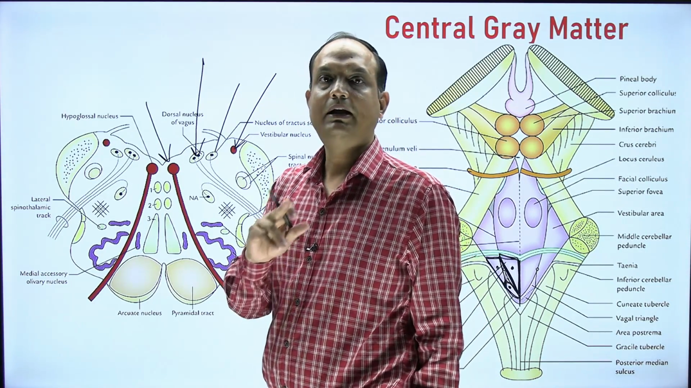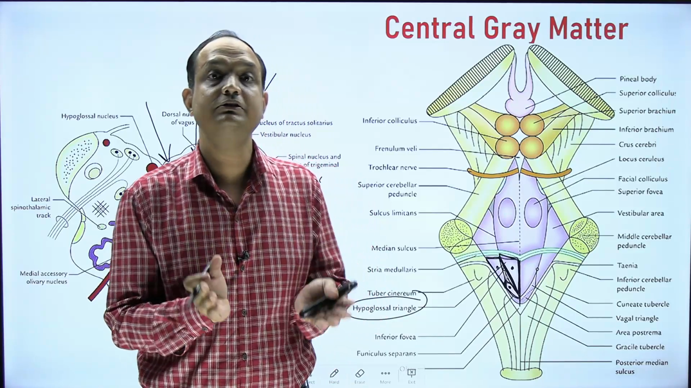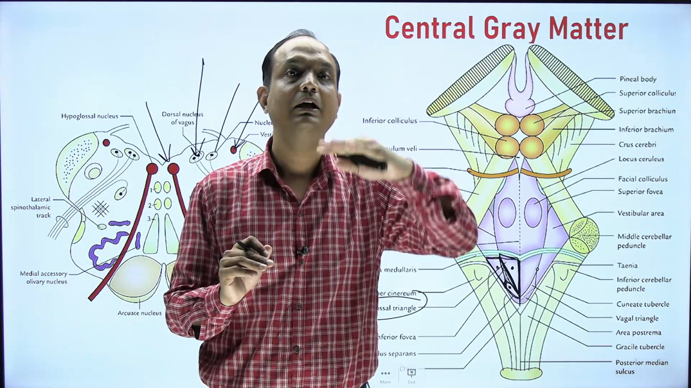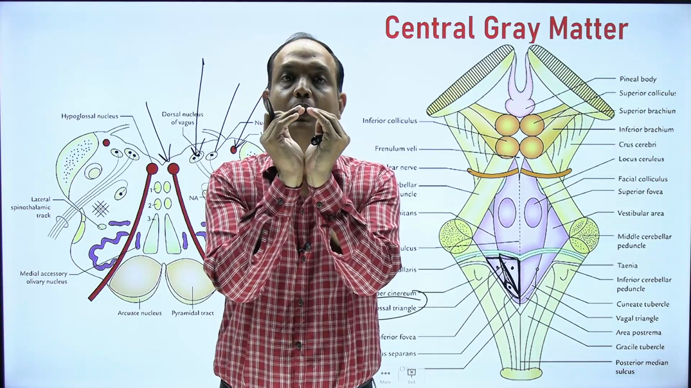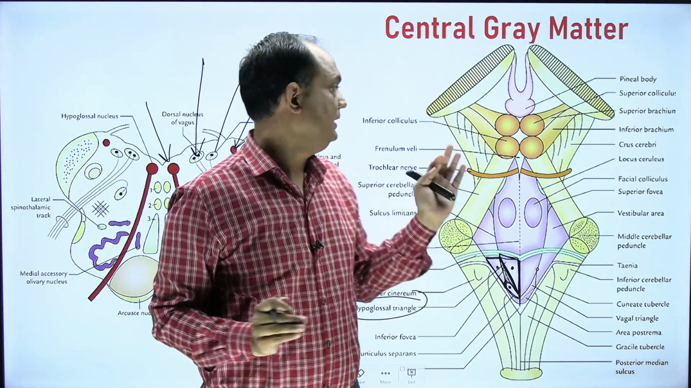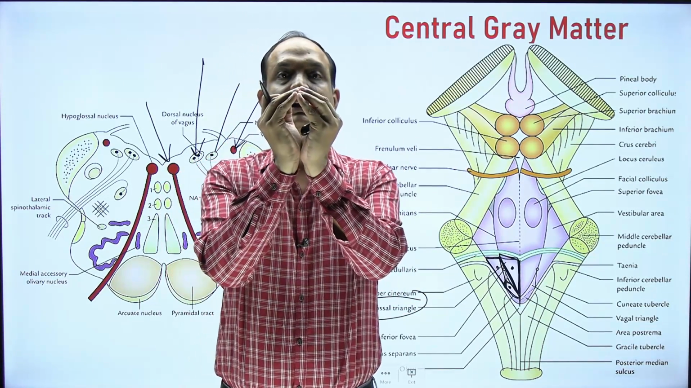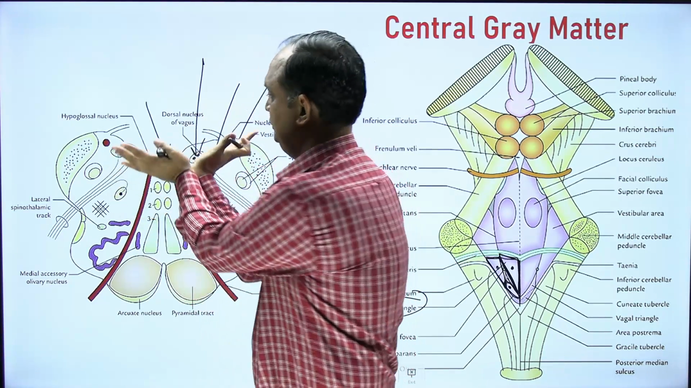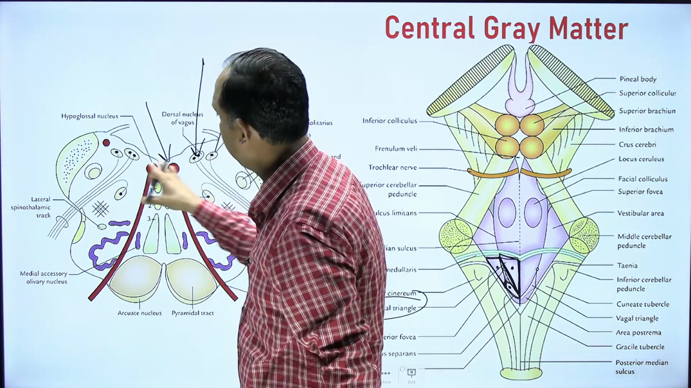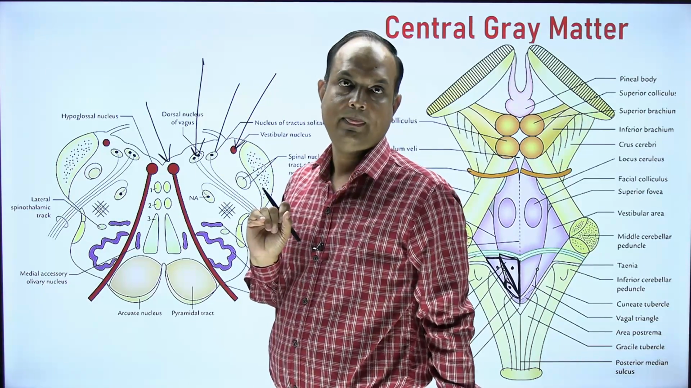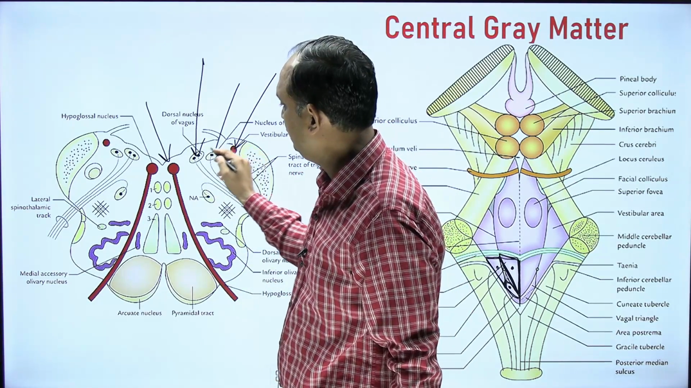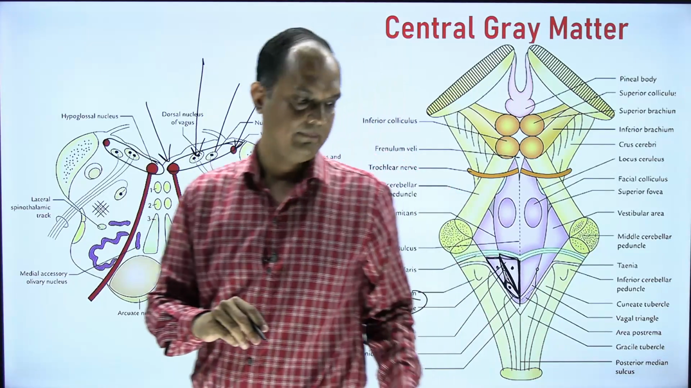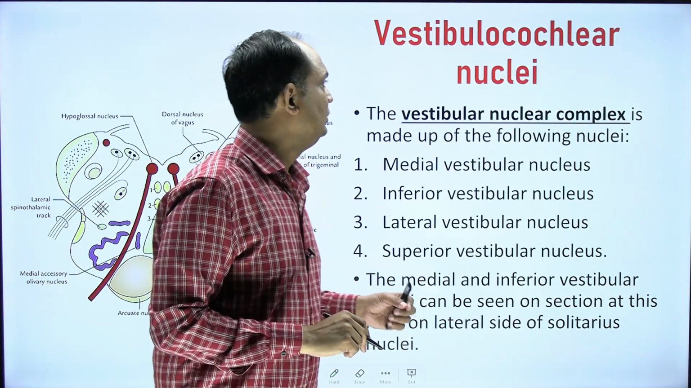Clear? So my dear students, what is the difference between the section at the middle portion and upper portion of the medulla? In the middle portion you will have closed grey matter, but in this section the grey matter is not closed. You will have the floor of the fourth ventricle, and deep to this floor the grey matter is arranged here. Clear? So nuclei are now arranged here along with the floor of the fourth ventricle. So this is the one thing.